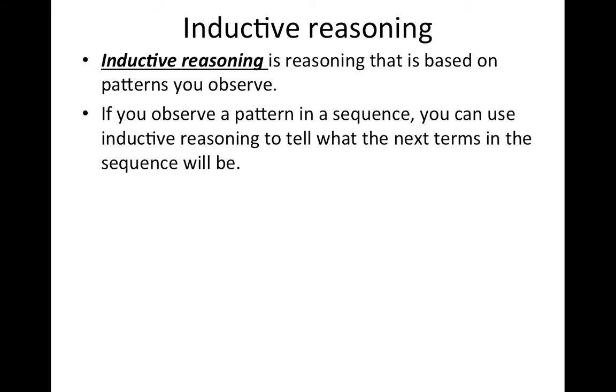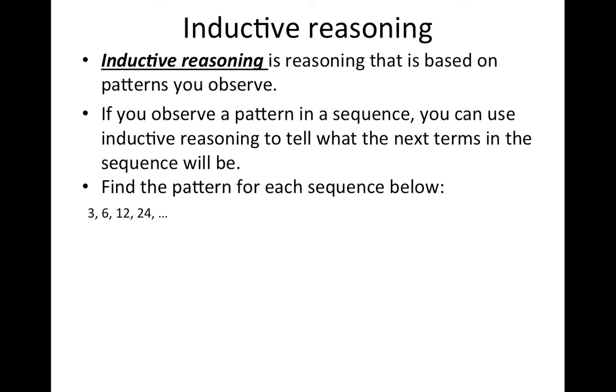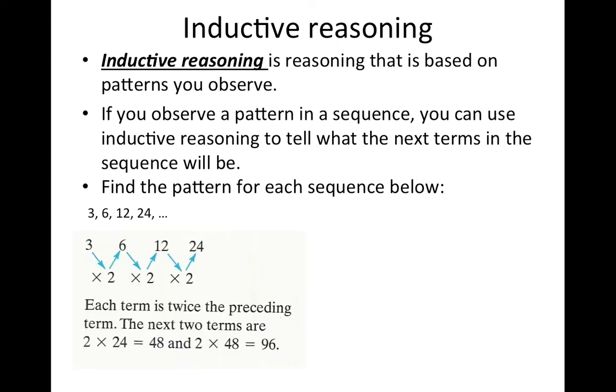If you observe a pattern in a sequence, you can use inductive reasoning to tell what the next term in the sequence will be. So let's see if we can find a pattern in each of the sequences below. 3, then 6, then 12, then 24. Now hopefully, if you look at this for a while, you can see that each term is twice as big, or I multiply each term times 2 to get the next term. 3 times 2 is 6, times 2 is 12, times 2 is 24. So the next 2 terms would be 24 times 2 to be 48, and then 48 times 2 to be 96.